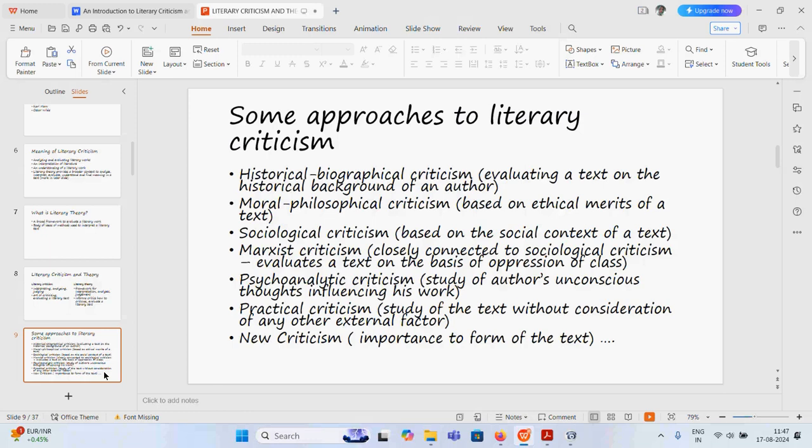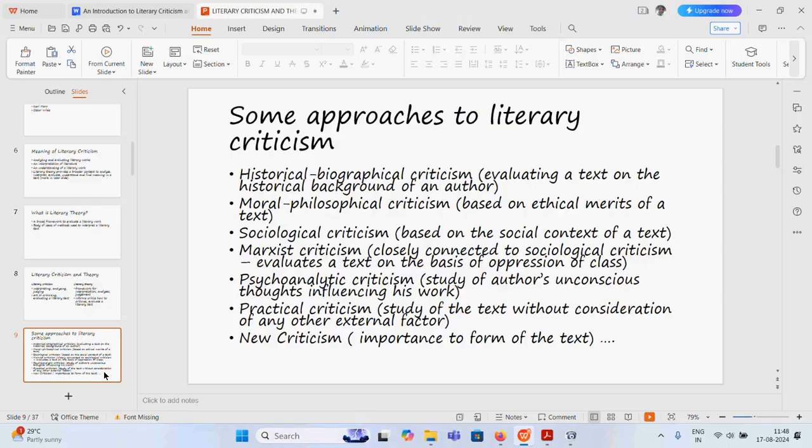Marxist criticism, on the other hand, is very closely related to sociological criticism. It evaluates, and this is the difference here, a text on the basis of oppression of class. Sociological criticism need not talk about the oppression. Marxist criticism talks about the class imbalance in society. It talks about the oppression of the underprivileged section. It talks about the politics of power.